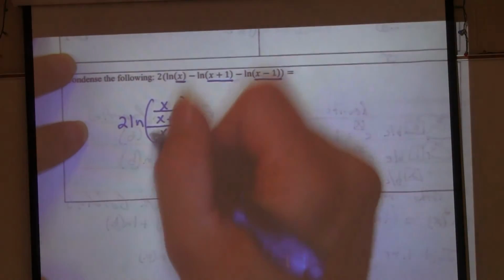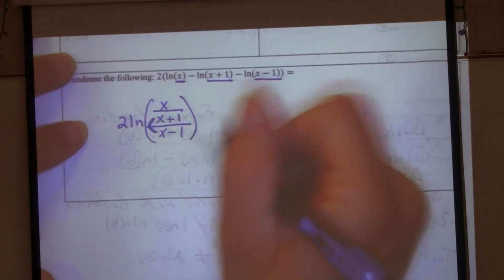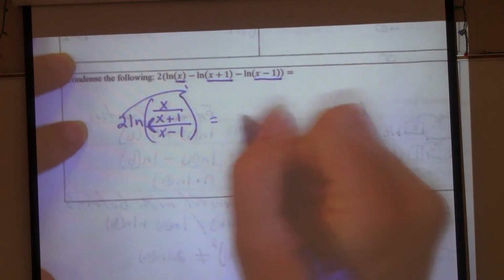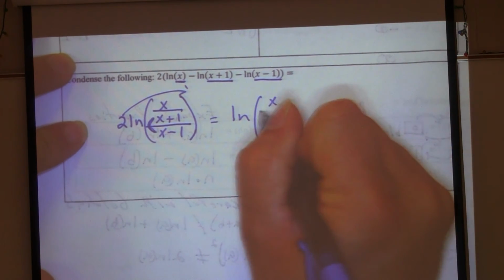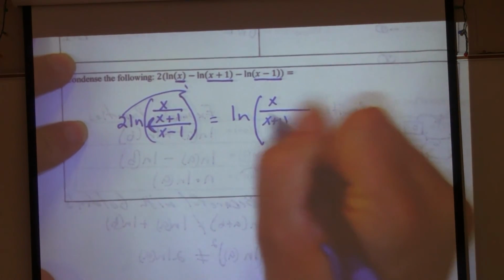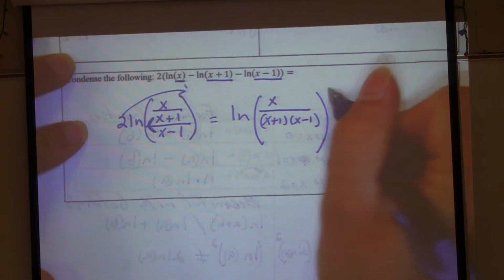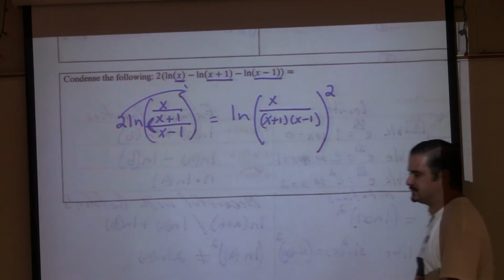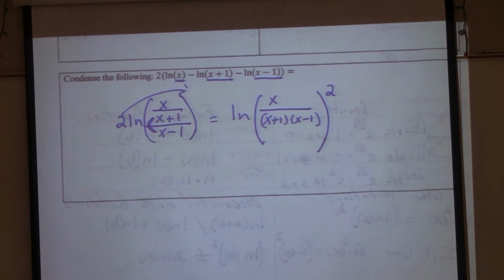Okay, what can I do with these two denominators here? Multiply. Multiply, and what can I do with this power? Send them to the top, so I'm going to do both in the same shot. So we got ln of x over x plus 1 times x minus 1, and that whole thing in parentheses, what? Squared. So the only thing being squared is the arguments, the stuff in the parentheses, not the whole ln thing. Understand?